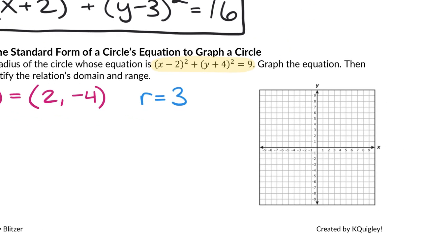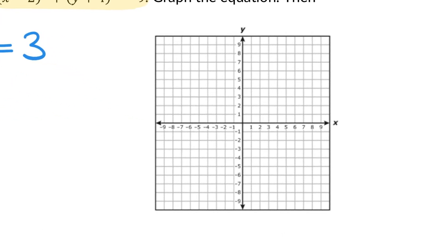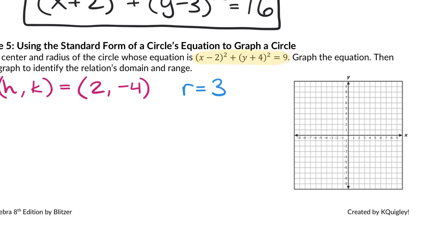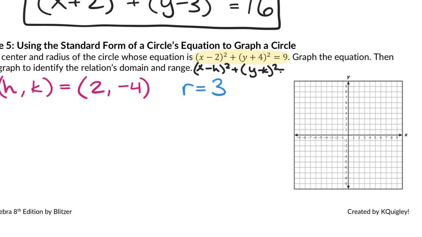So I know I need to start. I'm going to zoom in. Oh, yeah, what's up? Did you get the 3 from the 9? Yes, I did. So remember, if I'm writing the equation underneath there, this is x minus h squared, and then y minus k squared equal to r squared. So if r squared is 9, that means it has to be 3 because 3 squared is 9.